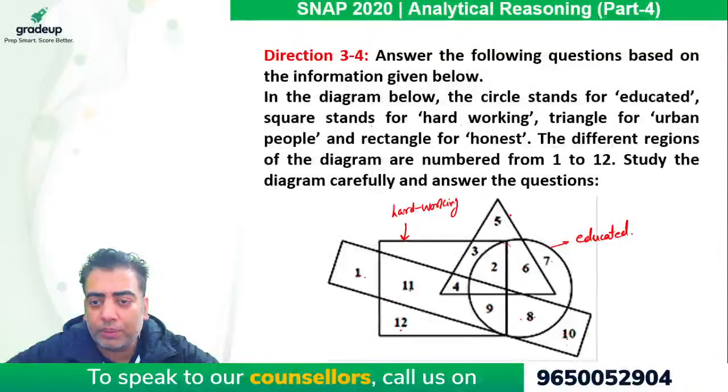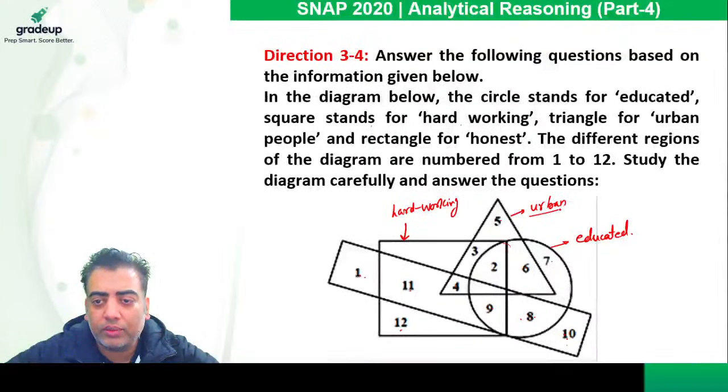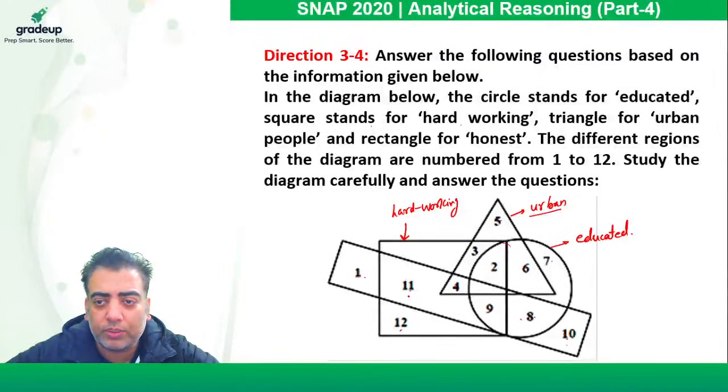Triangle is for urban people. So outside the triangle, we will have all people who are not urban. And rectangle is for honest.